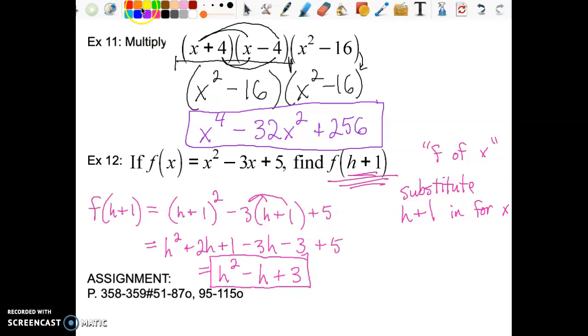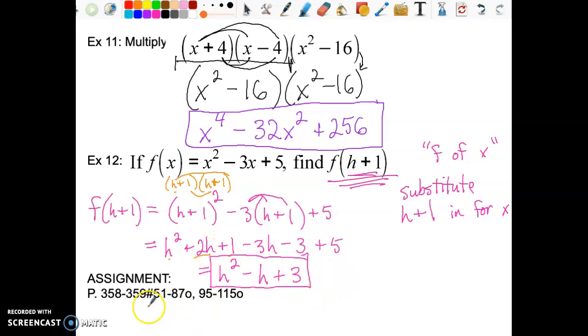Okay. If you're stuck anywhere earlier, it probably would have been understanding that h plus 1 squared means h plus 1 times h plus 1. And you can see h times h is h squared. The outside is 1h. The inside is 1h. That is 2h. And 1 times 1 is 1. And then combine like terms to get your final answer.